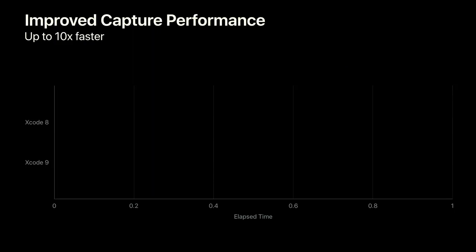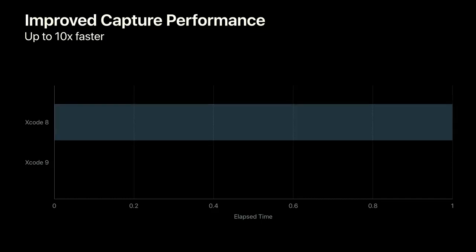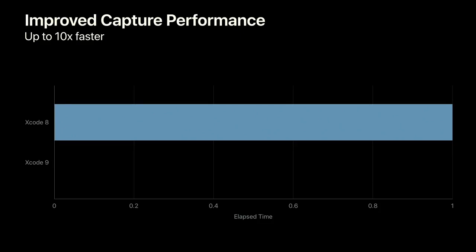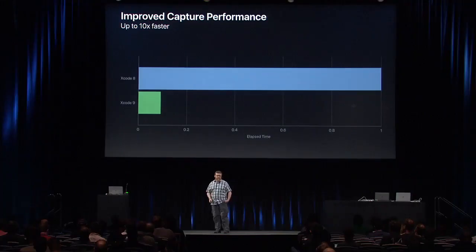One of our focuses this year has been on improving the performance of the Frame Debugger. In particular, we've paid particular regard to improving the speed with which captures happen. And I'm happy to say that compared to Xcode 8, Xcode 9 now captures up to 10 times as fast, getting you from clicking the capture button to into the debugger much, much more quickly.